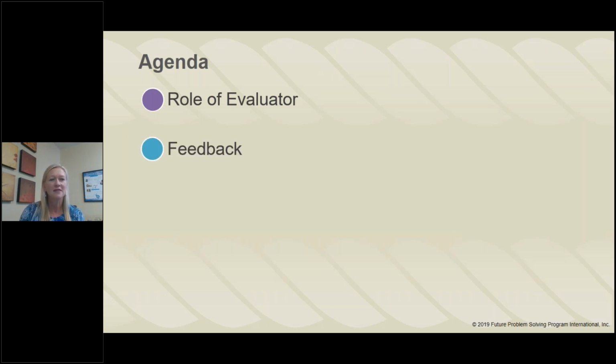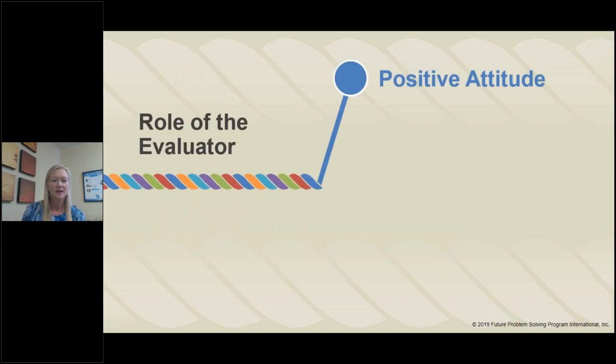We're going to take a look at the importance of not only the feedback in providing students the scores and how they completed each of the steps, but also those written comments that provide some coaching tips to students and also some specific praise and some specific ways that they can improve their performance. And the majority of the time will be spent on the evaluation process itself, how each step of the booklet is evaluated. So the role of the evaluator is to maintain a positive attitude.